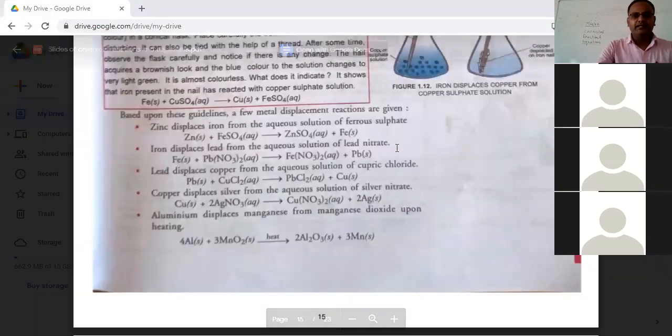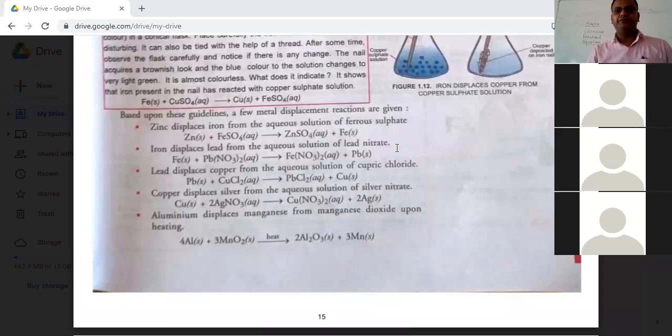So students, at the end, all of you write down today's assignment. First question: differentiate between displacement and double displacement reaction.